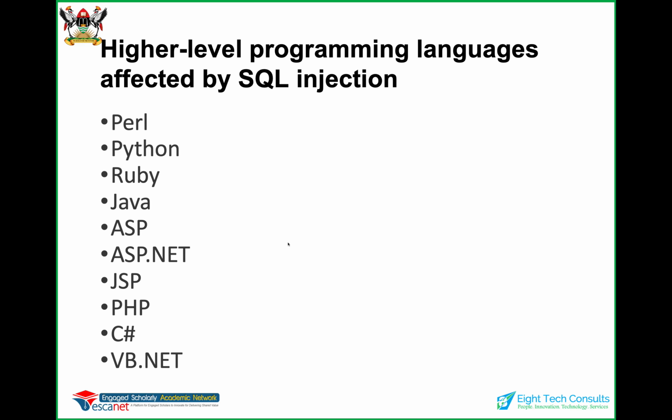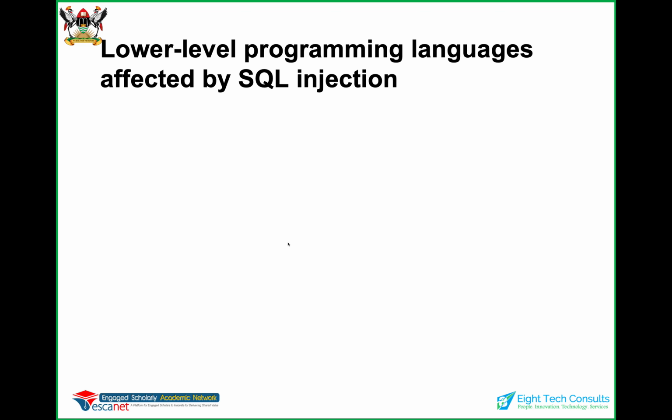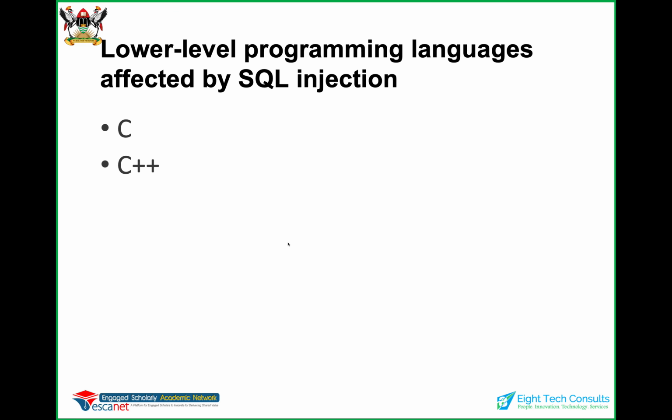So all these high-level programming languages can be affected or are already vulnerable to what? To SQL injection. And here are other lower-level programming languages that are vulnerable to SQL injection: C and C++. They are also vulnerable, though they are lower-level programming languages. So we should say almost every programming language is vulnerable to SQL injection as long as it can interface our application with the what?